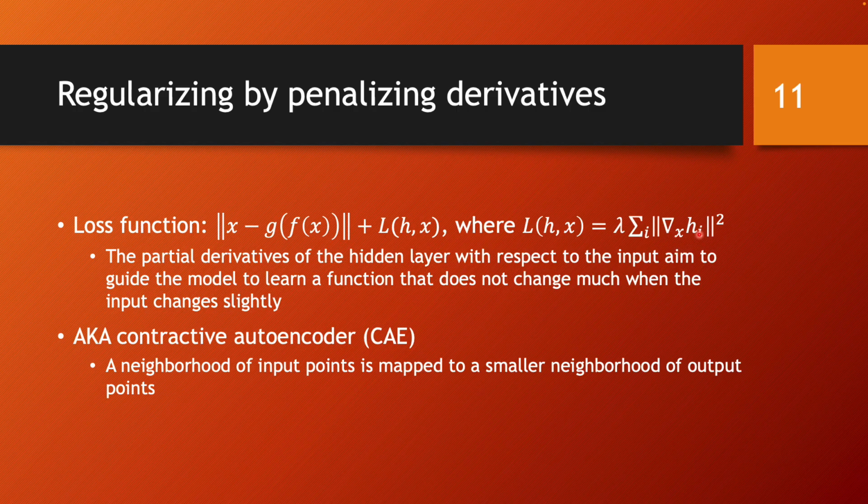It's just a measure of how much this hidden layer, this latent representation, changes if you have some small changes in the input. This is also called sometimes contractive autoencoder, and the keyword here, contractive, comes from the idea that a neighborhood of input points is mapped to a smaller neighborhood of output points.